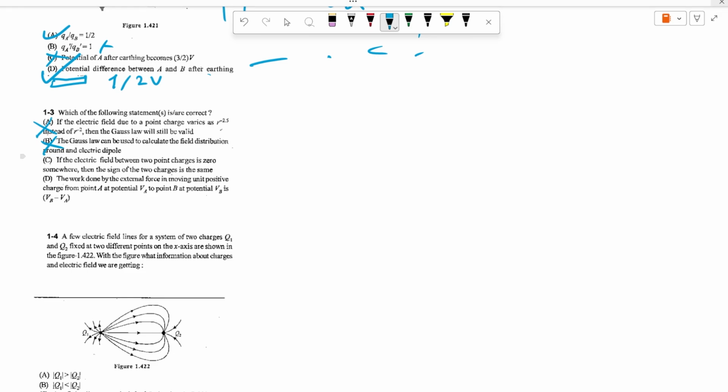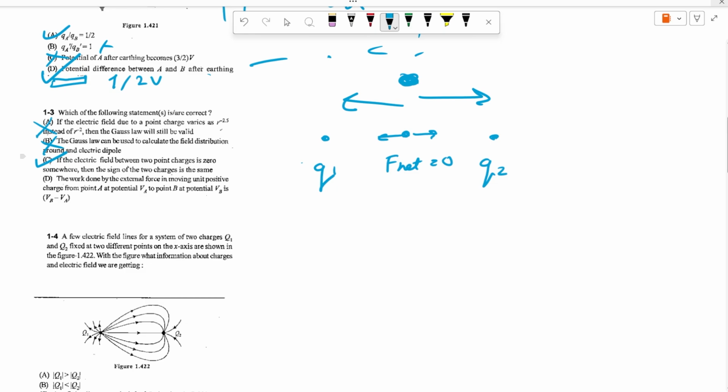If the electric field between 2 point charges is 0 somewhere, okay, let's assume it Q1, let's assume it Q2. The electric field somewhere between them is 0. F net is equal to 0. That means they are of the same sign, because only then is it possible that they are trying to accelerate it in opposite sides. So yes, this is correct.